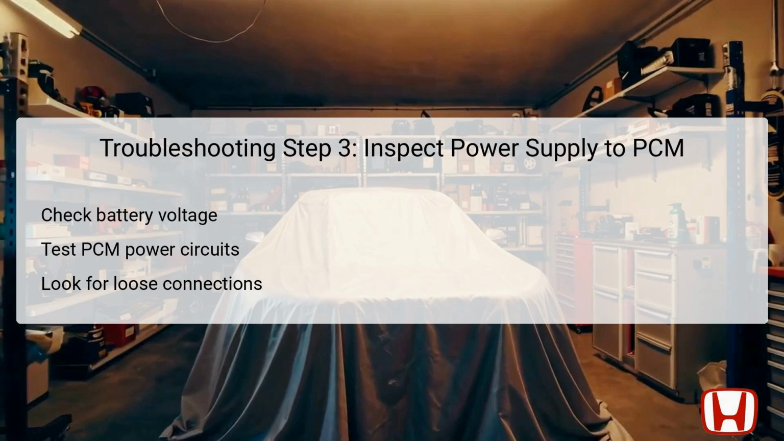Inspecting the power supply to the PCM is critical in resolving DTC P0602. Begin by checking the battery voltage to ensure that it is within the acceptable range, as low voltage can contribute to programming failures during updates. Using a multimeter, assess the voltage levels across the PCM power circuits, ensuring that they are delivering consistent and adequate power. Additionally, examine the wiring harness and connectors for any signs of looseness, corrosion, or damage that could hinder effective power delivery to the PCM. If any issues are found, these should be rectified before proceeding with additional troubleshooting steps. Maintaining a reliable power supply is vital for the proper functioning of the PCM and its ability to complete programming tasks.